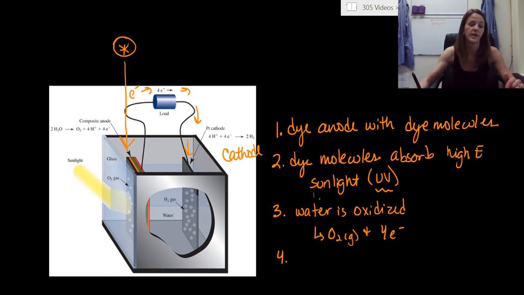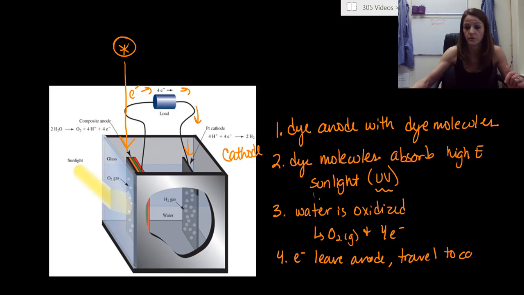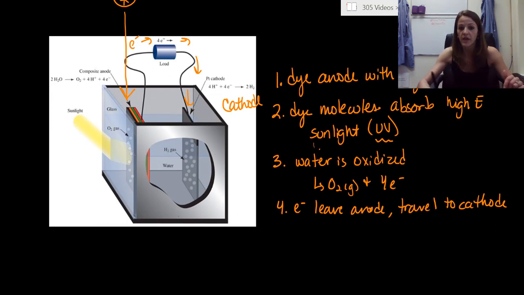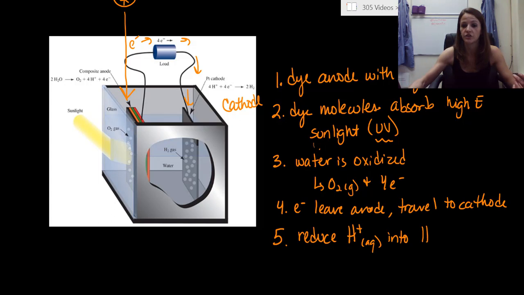All right, so number 4, what we have here, electrons leave anode, and they travel to cathode. This we know. This is standard. Nothing new here. But now what we're going to do is add a last step, number 5. And so what we do for number 5 here is that we are actually able to reduce our H+ ions that are sitting there in solution into hydrogen gas. Okay, so that's the whole point.